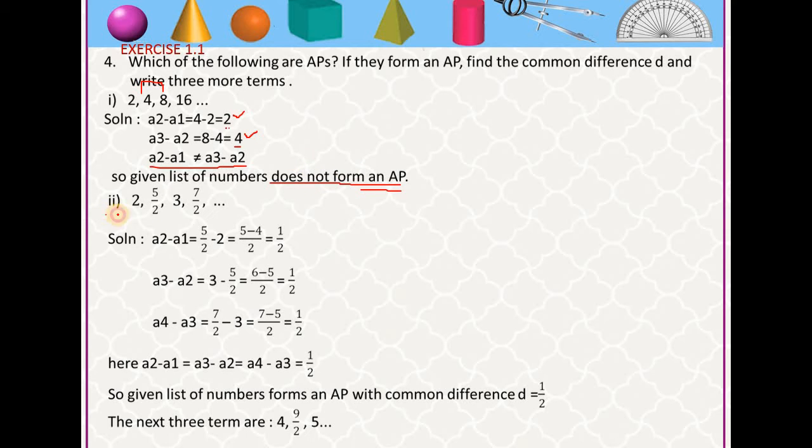Next question. Question number 2. 2, 5 by 2, 3, 7 by 2. So here the given list of numbers, we have to find whether it forms an AP or not. To check this, let us find A2 minus A1. This is the second term minus the first term. A2 minus A1. So here A2 is 5 by 2 minus the first term A1, which is 2.